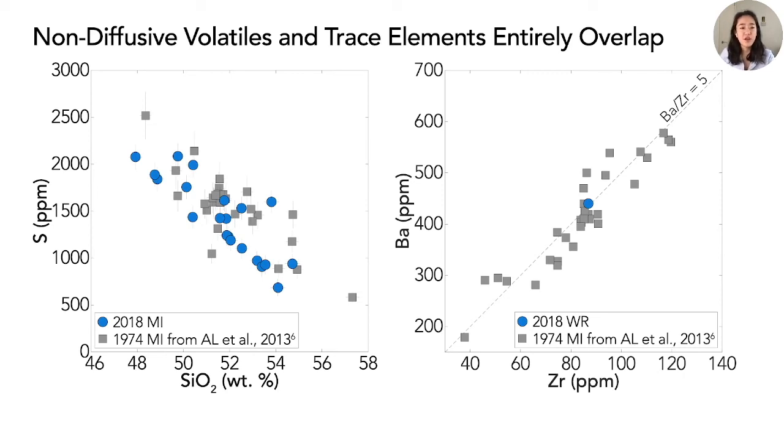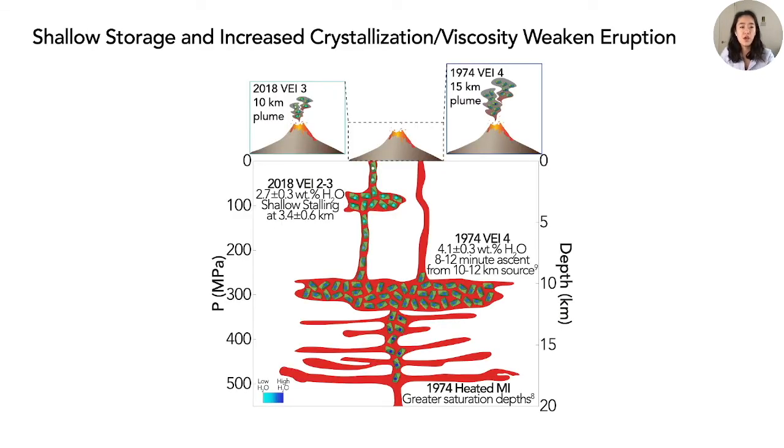The similarity in non-diffusive volatiles, barium-zirconium ratios, and also rare earth elements suggests that these eruptions were sourced from the same parental magma. CO2 fluxing would further deplete sulfur and offset sulfur from CO2, which is not observed. We instead propose that this offset in water was generated by shallow stalling at a depth of around 3.4 kilometers in the months prior to eruption, causing the magma to degas and for the melt inclusions to diffusively lose water, which would begin to enhance extent of crystallization.